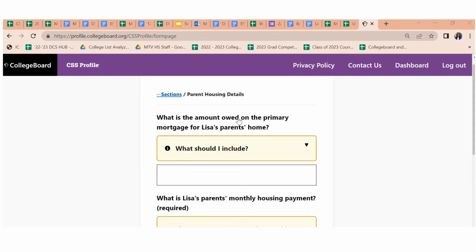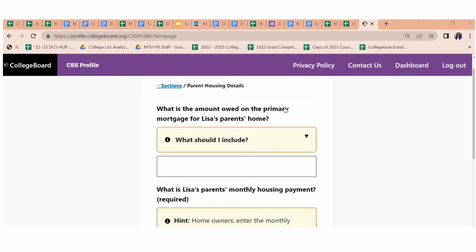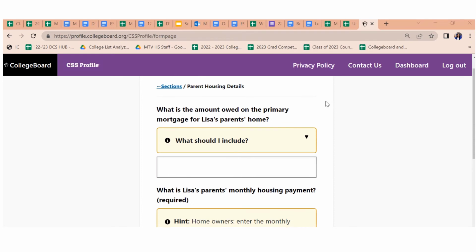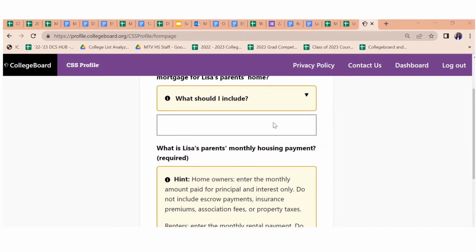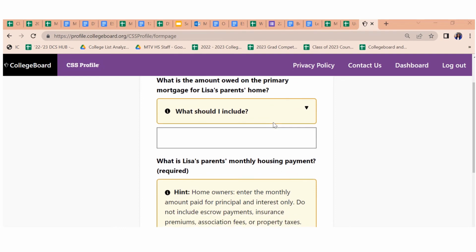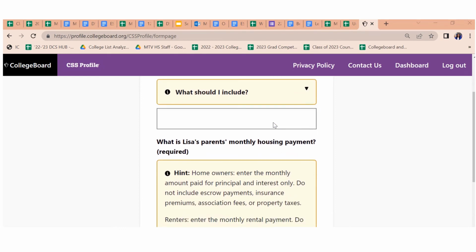And then this next question is just getting a little more specific about what is still owed on the home, and it's asking specifically about the primary mortgage. You'll see that this is not required, so I will leave that blank, especially given that you just put in the total amount owed on the last question.